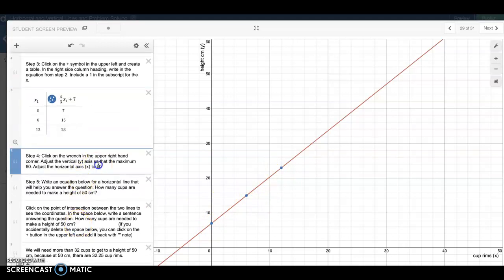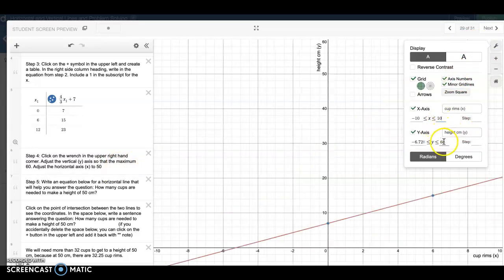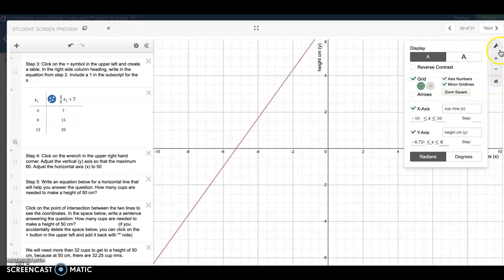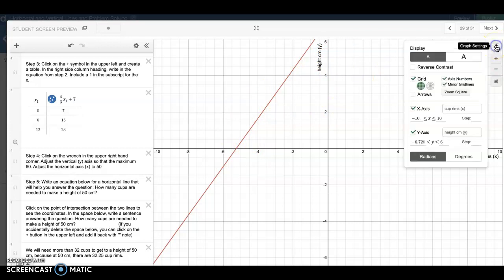Now, the next thing says click on the wrench in the upper right-hand corner and adjust the vertical axis so the maximum is 60, and adjust the horizontal axis to 50. Now, I've already done that, but I'll show you what it looks like if I hadn't done that. So your graph would look something like this, and you can see that I can't see a lot of what I want to see. I can't see a lot of this line. I can't see the y-intercept. So you have to change the scale on the axes.